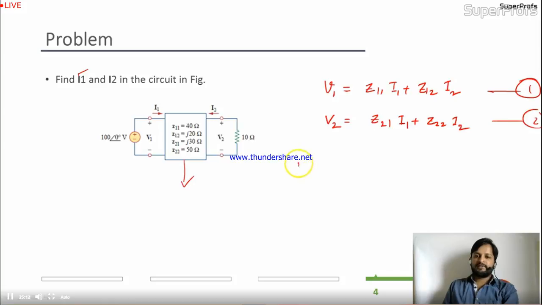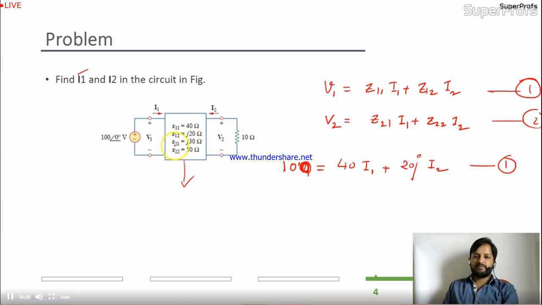I can write equation 1: V1 equal to Z11, which is given, 40 I1, plus Z12, which is given, 20 I2. V1 is given directly as 100, so instead of V1, I can write 100. This is equation 1. Come to equation 2.